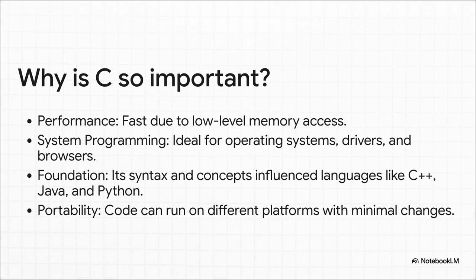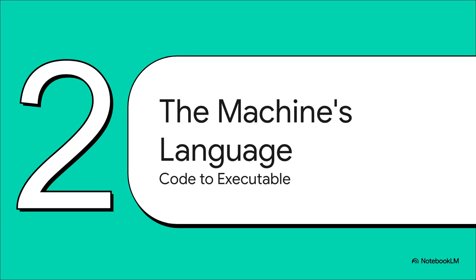Well, for one, it was built for pure, raw performance. It gave programmers direct, low-level access to the computer's memory, which is how you make things lightning fast. And that's what made it absolutely ideal for system programming, the code that's got to talk directly to the hardware. Its whole design was so influential that its syntax became the blueprint for languages that came later, like C++, Java, and even Python. And maybe the best part? It was portable. You could write code on one machine, and with minimal changes, it would run almost anywhere. A total game changer.